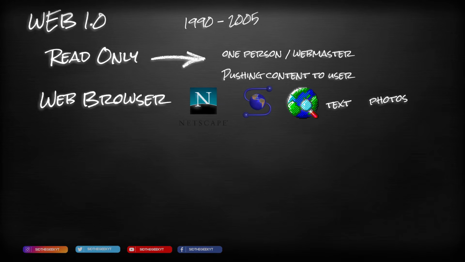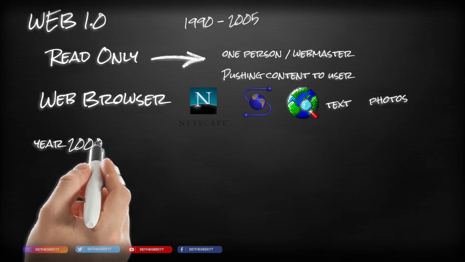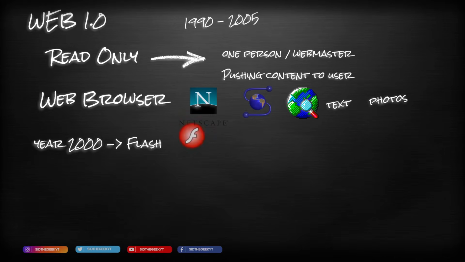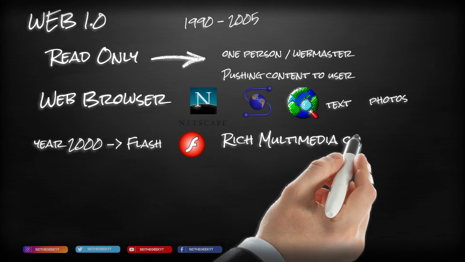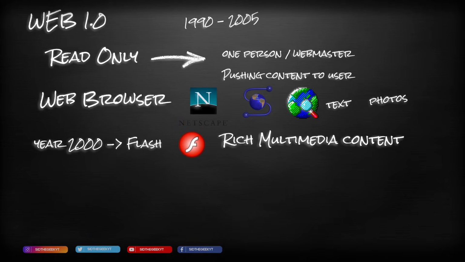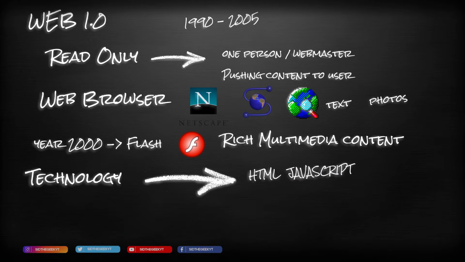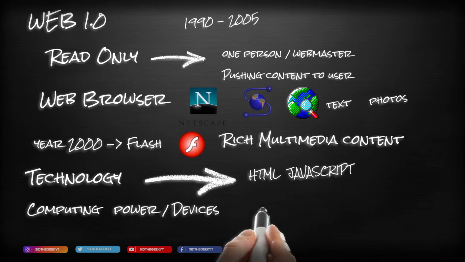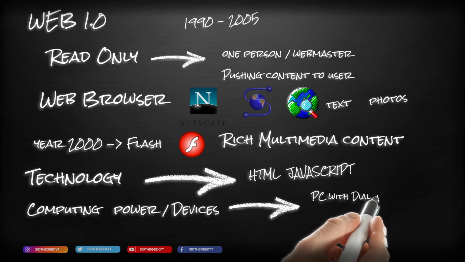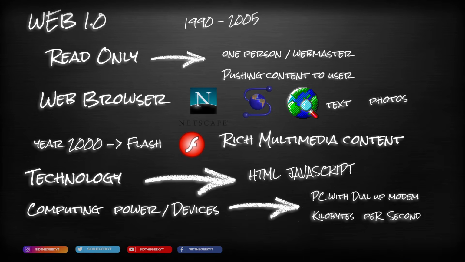computer-generated graphic pictures. By the year 2000, Macromedia Flash gave rise to rich multimedia content, photos, music, and animation. The underlying technology widely used to develop websites was HTML and JavaScript. The computing power was primarily focused on personal computers having dial-up connection using a modem. Maximum bandwidth achieved was in kilobytes per second.